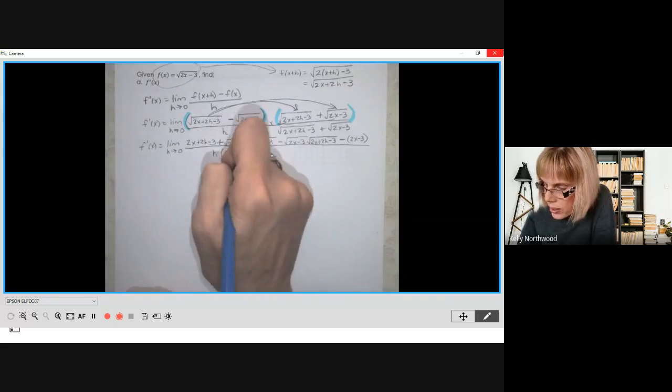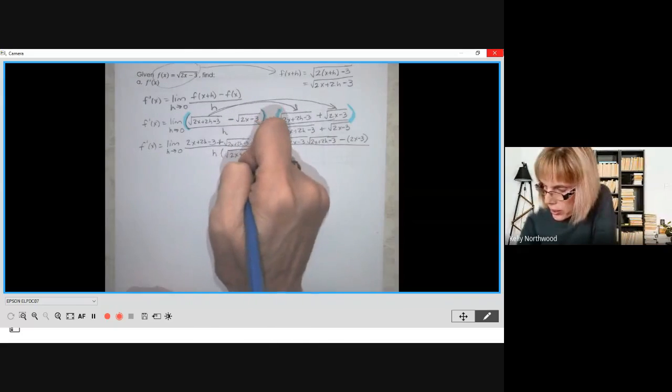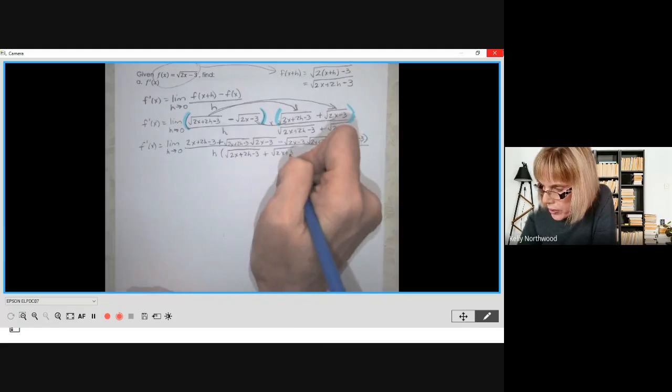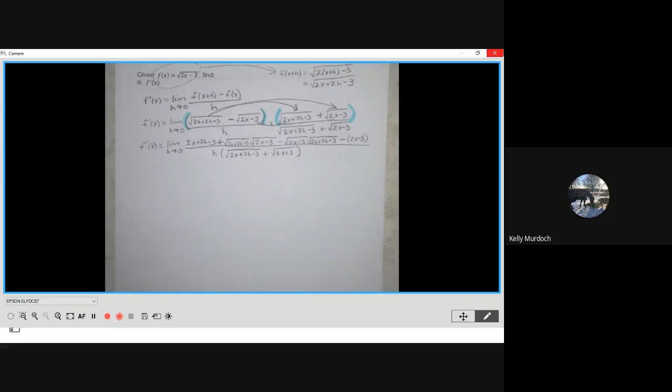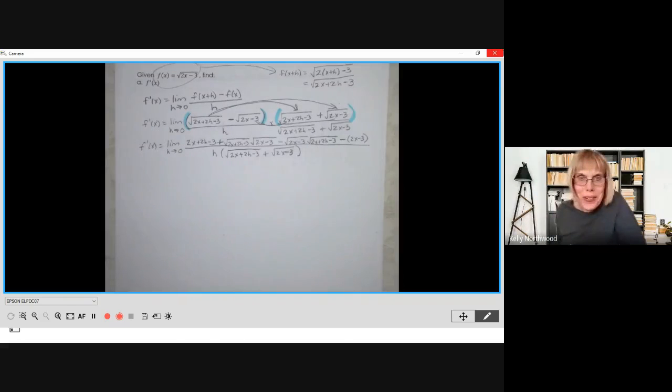So h times this conjugate, root of 2x plus 2h minus 3, plus root of 2x minus 3. Everybody okay so far with those 4 multiplications? Miss Northwood, I think you made a mistake on the bottom. The second square root should be a 2x minus 3. Awesome, thank you. I'm so glad you guys are paying really careful attention to what I'm doing.